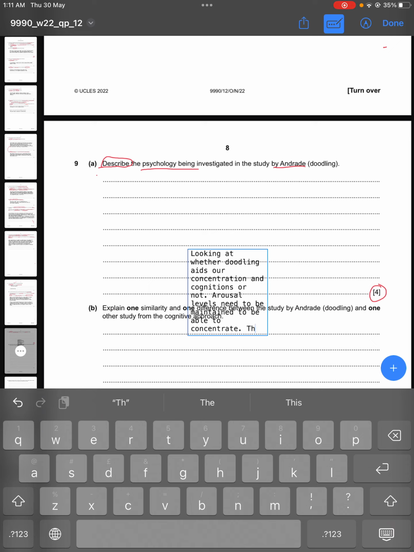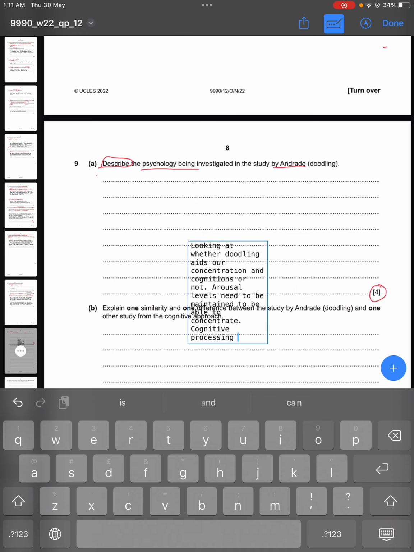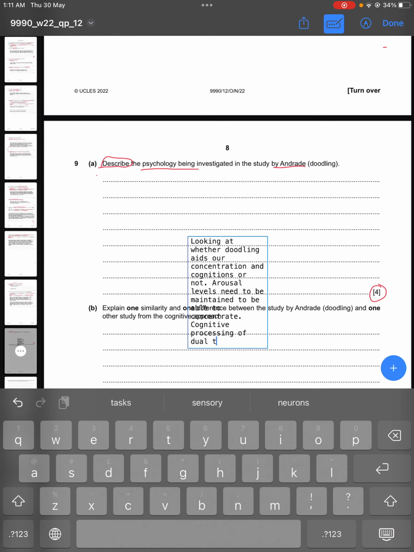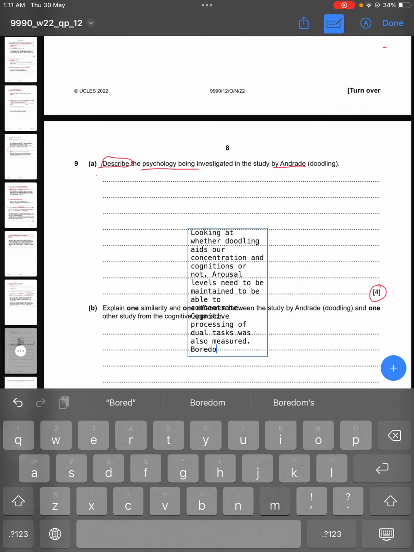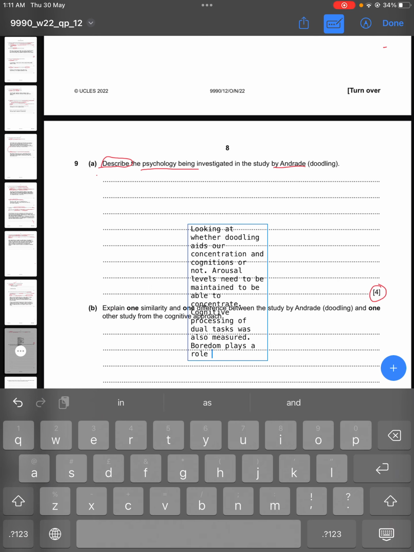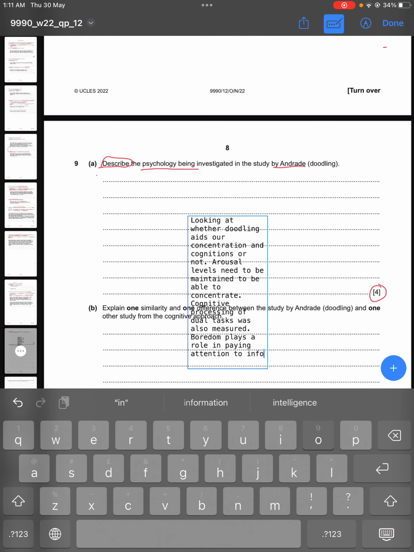and cognitive processing of dual tasks was also measured, and it was also told in the background that boredom plays a role in paying attention to information.